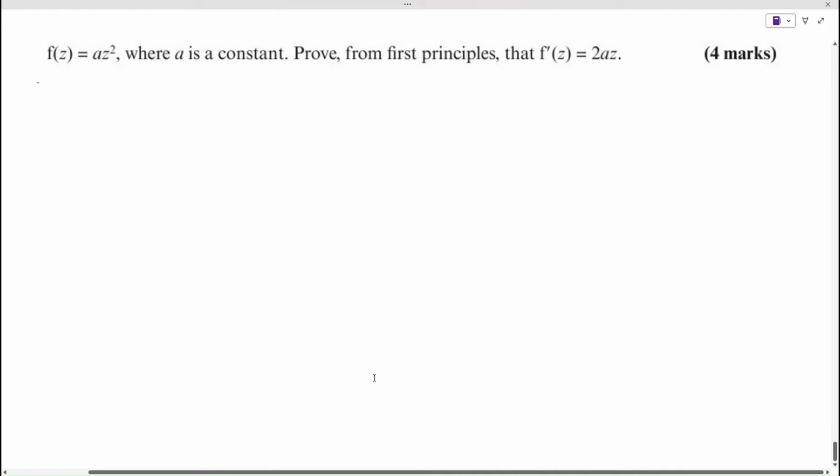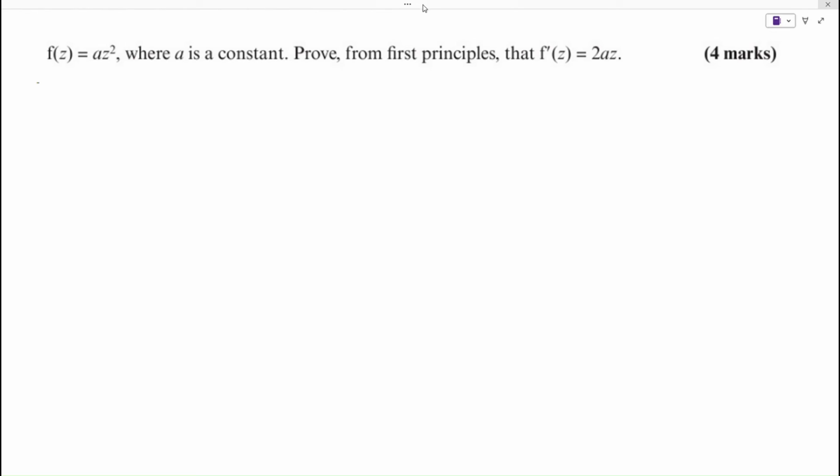Now, instead of having numbers, we're going to have letters here. f of z is equal to a times z squared, where a is a constant. Prove from first principles that f prime of z is equal to 2az. So f of z we know is equal to az squared. This is given in the question.